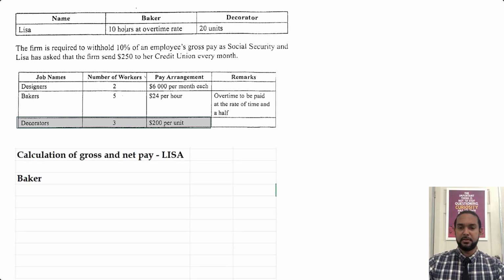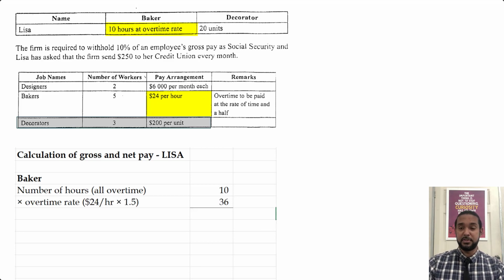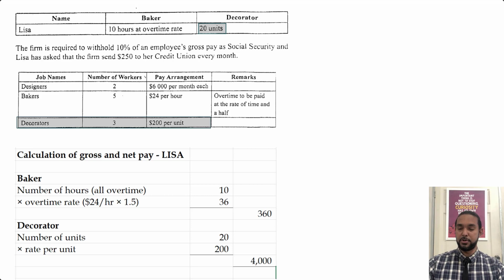So for her baker needs, Lisa works 10 hours, all overtime, and the overtime rate, as it says down here, right? The regular rate is $24 per hour, and overtime is paid at time and a half. So that's 24 by 1.5, which is 36, and 10 by 36 is 360. Next, for the decorator side, Lisa makes 20 units. According to the information down here, it's $200 per unit. So we multiply the number of units, 20, by the rate per unit, which gives us 4,000. We add the 360 and the 4,000 together to get 4,360.